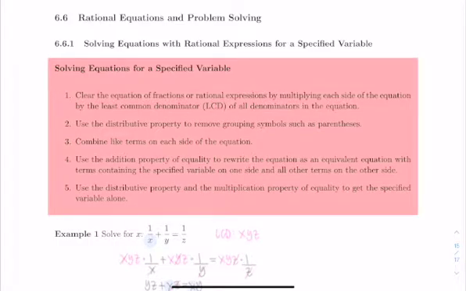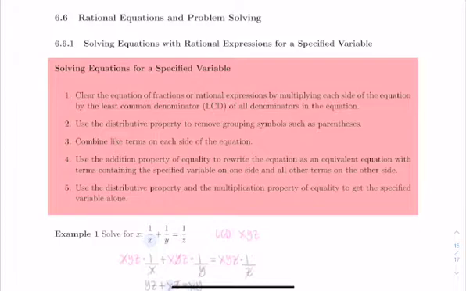In section 6.6, we're looking at rational equations and problem solving. The first thing we're going to look at is solving equations for a specified variable. The first thing you're going to do is clear the equation of fractions or rational expressions by multiplying each side of the equation by the LCD.